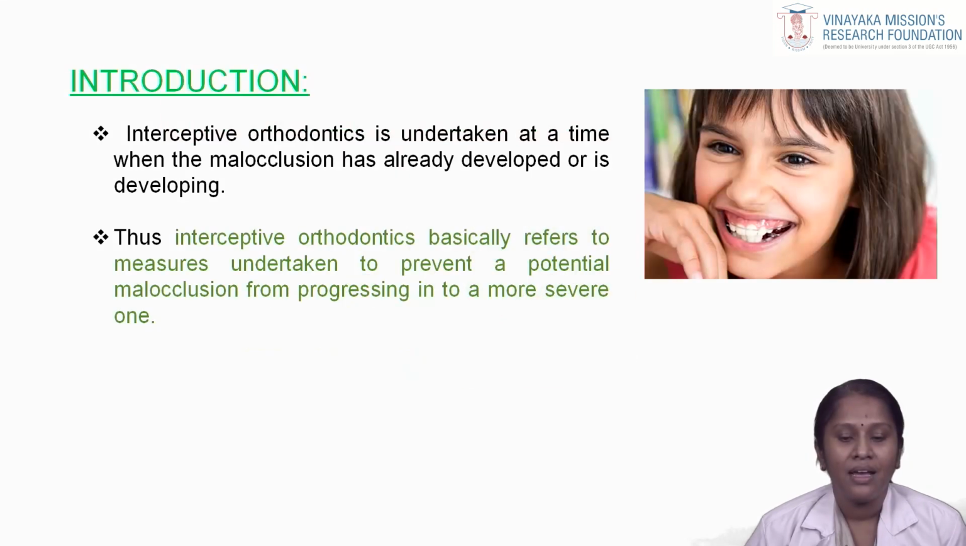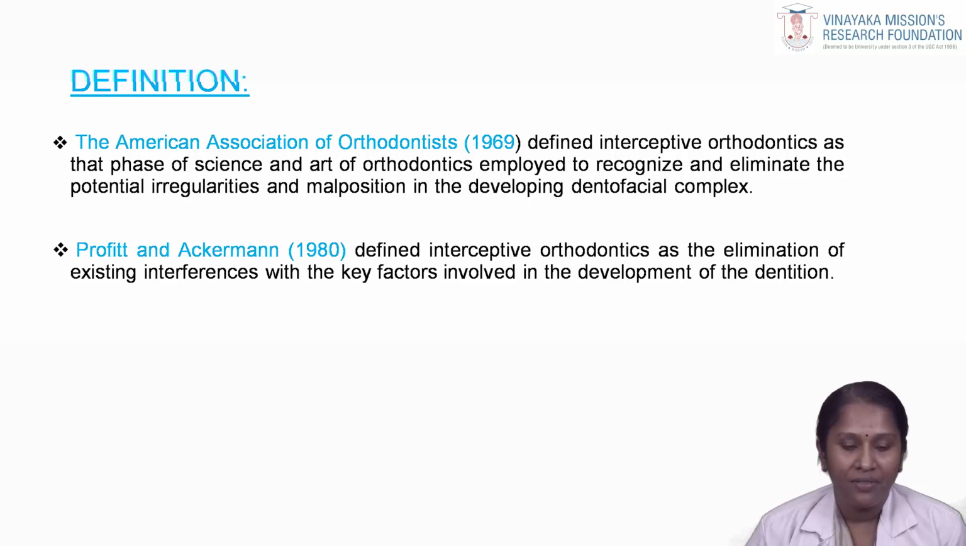Coming to the introduction, interceptive orthodontics is undertaken at a time when the malocclusion has already developed or is developing. Basically it refers to measures undertaken to prevent a potential malocclusion from progressing into a more severe one. There are certain definitions given. The American Association of Orthodontics in 1969 defined interceptive orthodontics as the phase of science and art of orthodontics employed to recognize and eliminate the potential irregularities and malposition in the developing dentofacial complex.